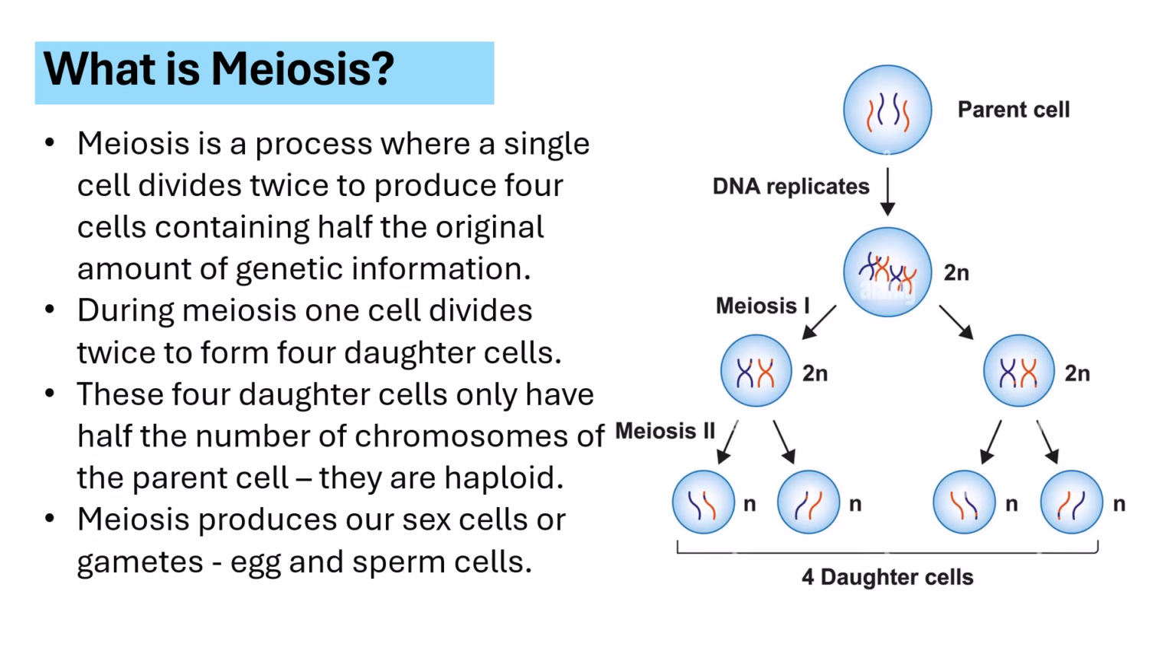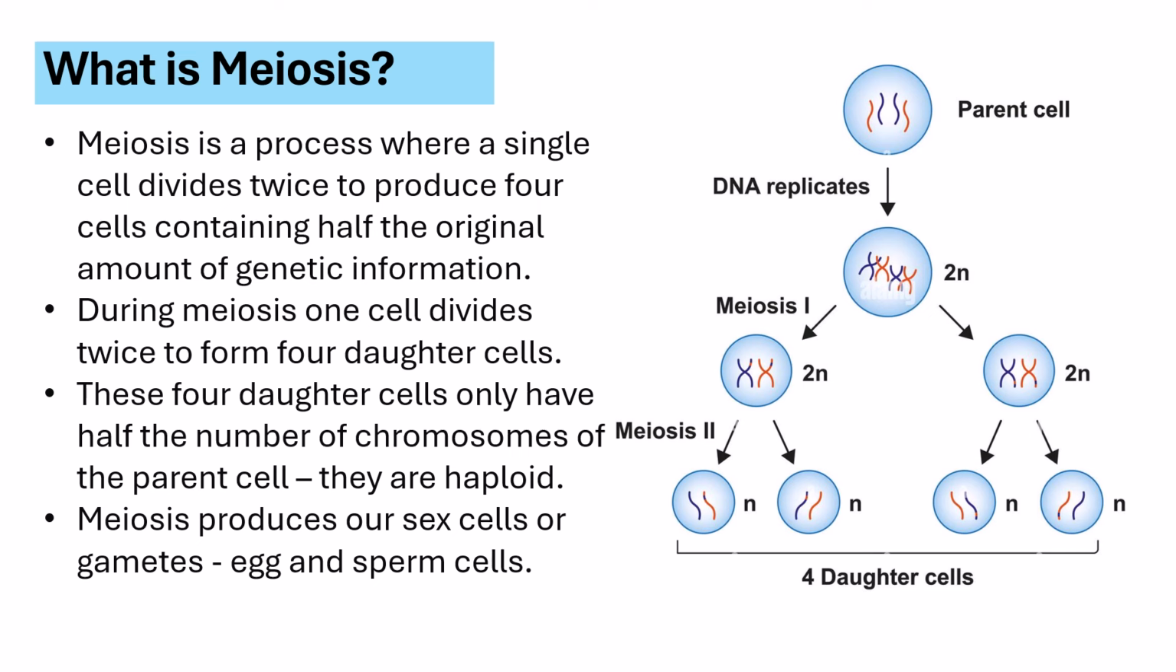So what is meiosis? Meiosis is a process where a single cell divides twice to produce 4 cells containing half the original amount of genetic information. As you can see, this is the parent cell and it's going to divide twice, right? So this is 2n, 2n, 2n, and as you can see here, there are the 4 haploid granddaughter cells, right?